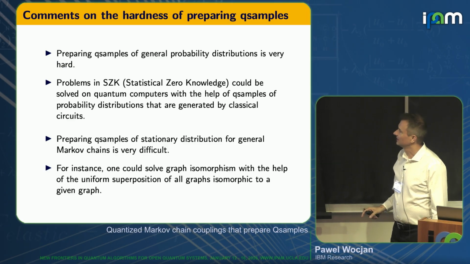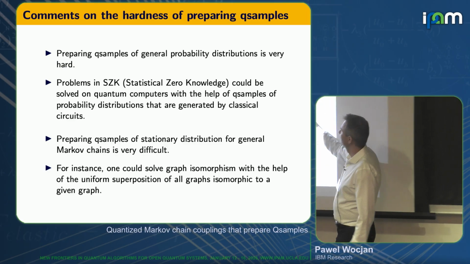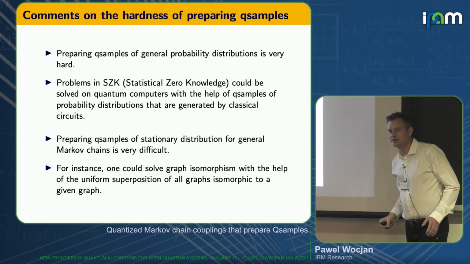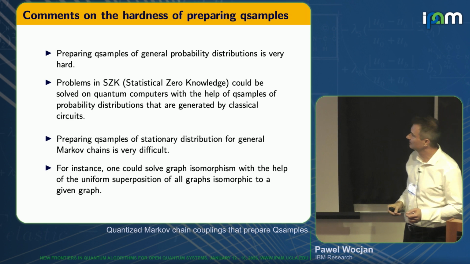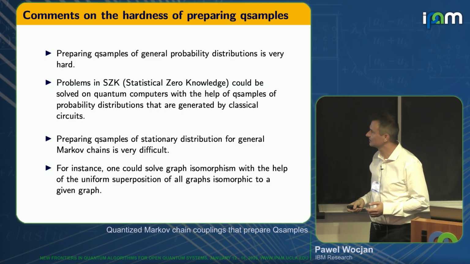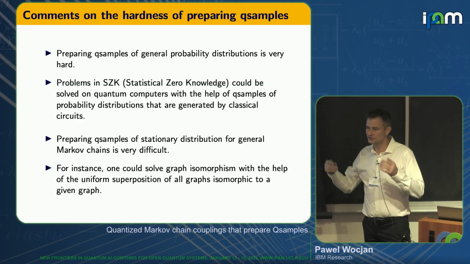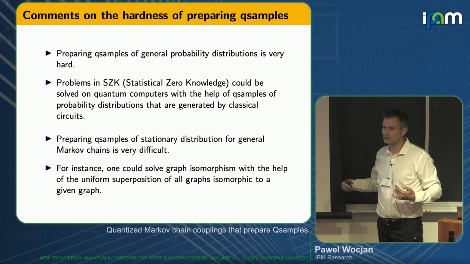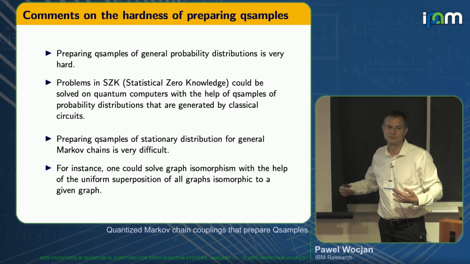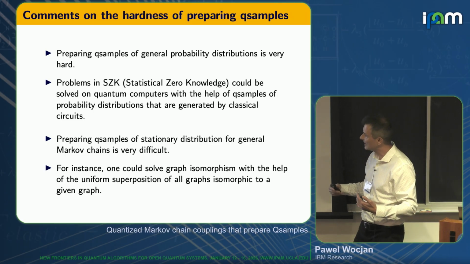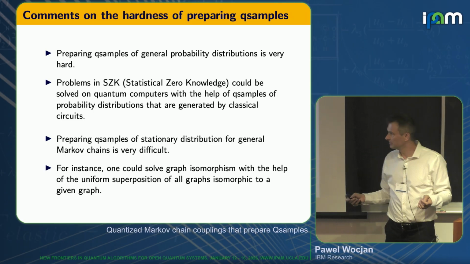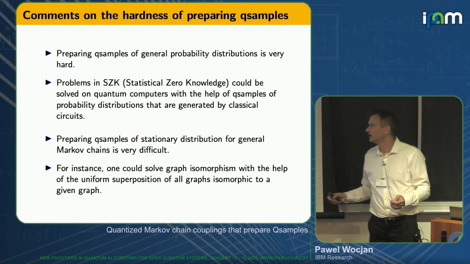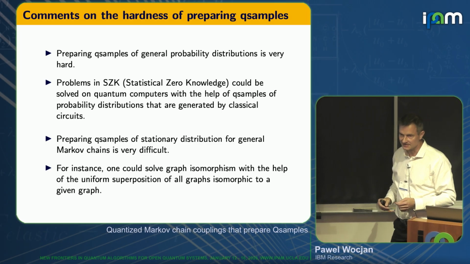Qsamples, maybe let me just start over. There's this statistical zero knowledge, and there is a canonical problem that captures the essence of statistical zero knowledge. You're given some circuits, and the two circuits generate probability distributions. And then the task is to decide, are these two probability distributions close to each other or far from each other in total variation distance?